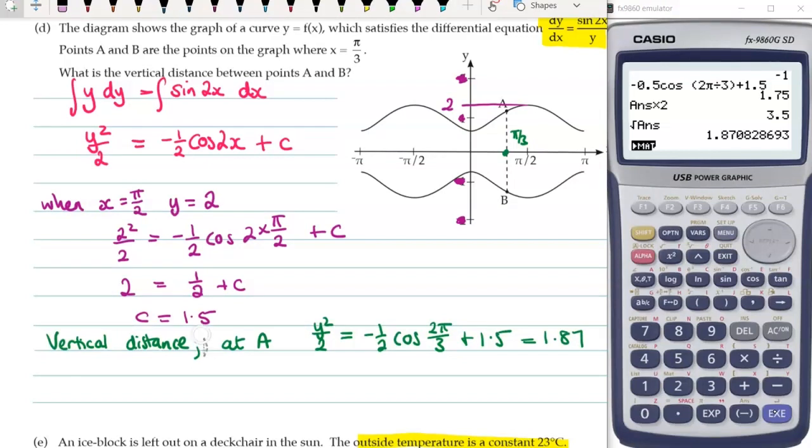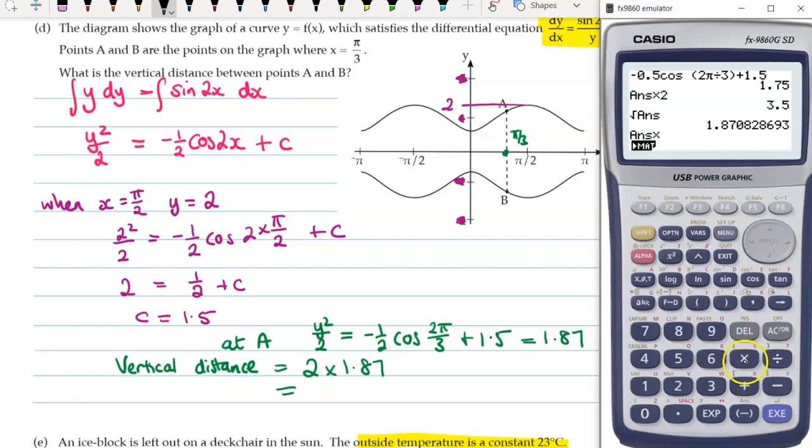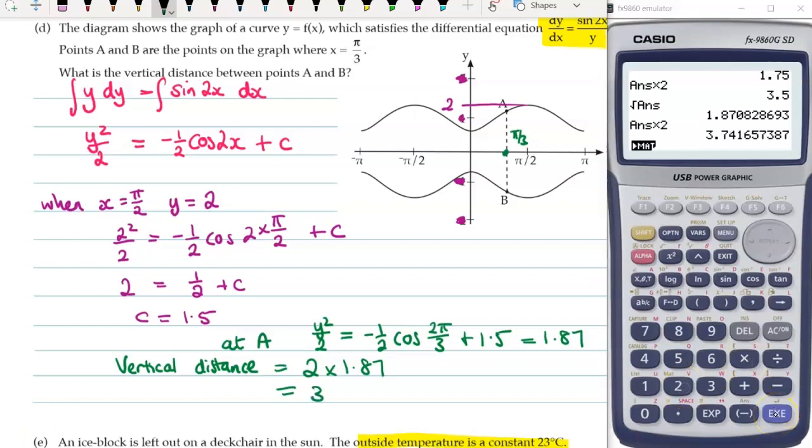So the vertical distance, in fact, let's just pull this bit down here, will be twice that y coordinate. So it's 3.74.